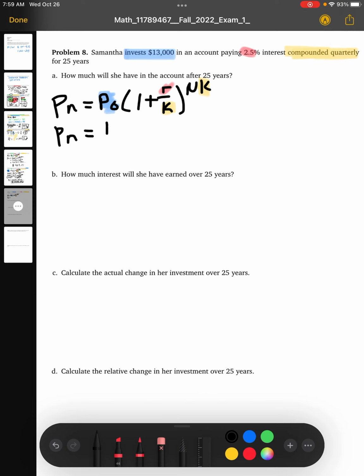So we have Pn is equal to 13,000 times 1 plus 0.025 divided by 4. Oh, we forgot to say her N is 25 years because it's asking how much she could have in her account after 25 years. So we have 25 times 4.